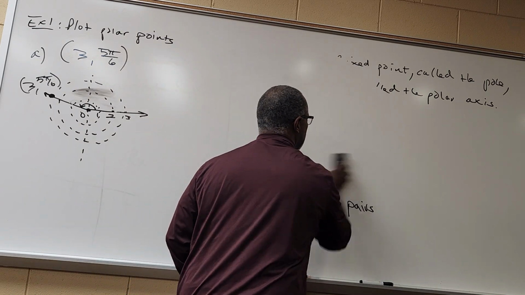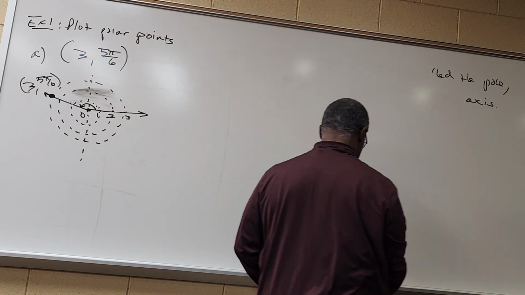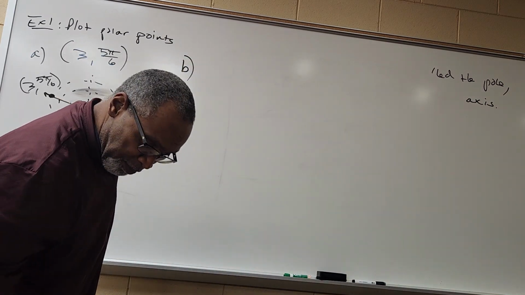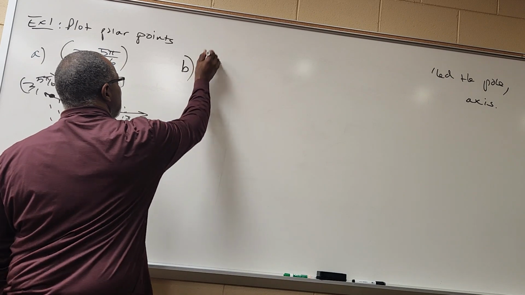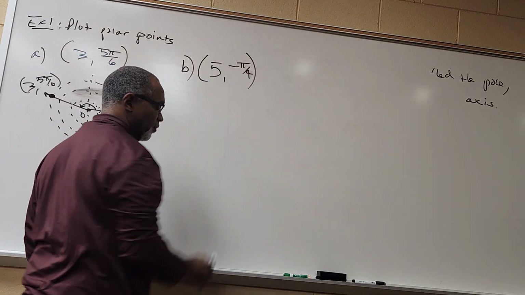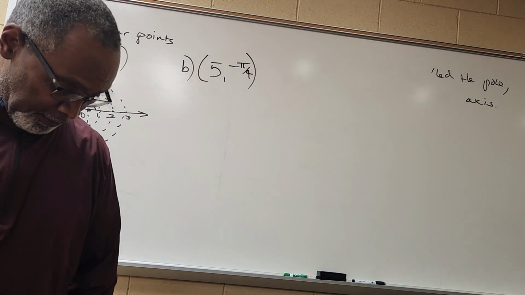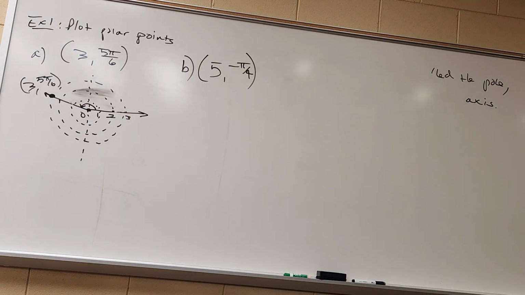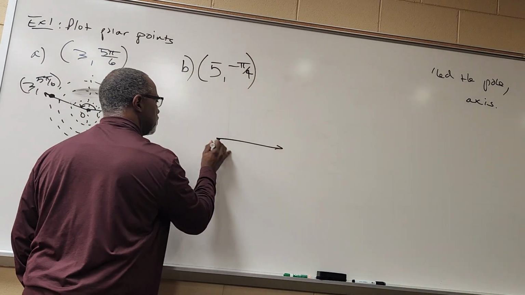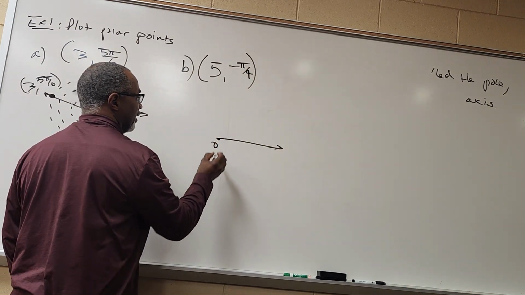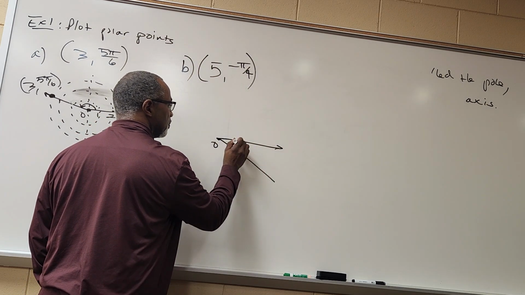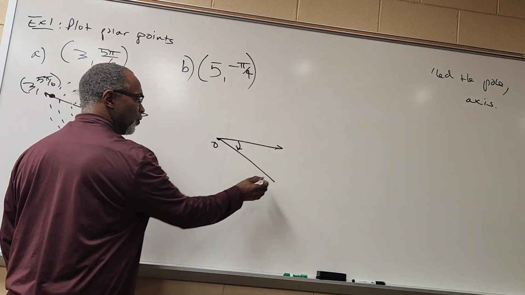Part B. Okay. So B, they want us to plot the point 5, negative π/4. 5, negative π/4. So again, draw your pole. Right? And I want to make an angle of negative π/4. So there's an angle of negative π/4.